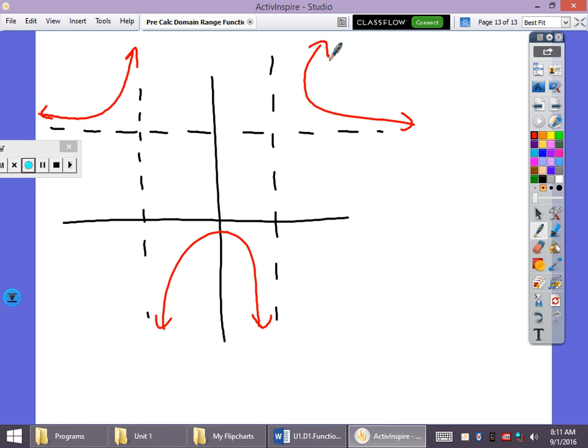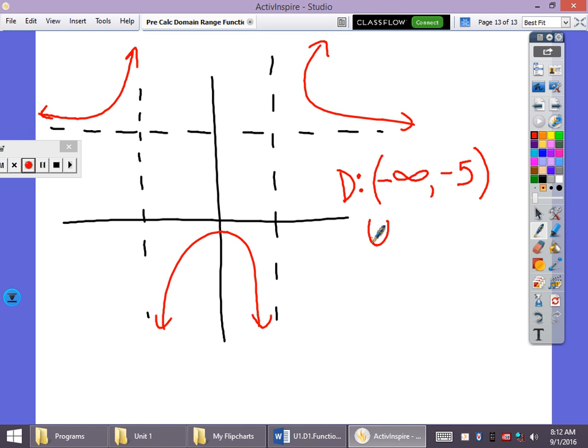All right, domain starting with the left. Over here, what number's all the way over here? Negative infinity. This one's really tricky, so pay attention. So I'm going to start at negative infinity, and then I'm going to hit a wall at what number? Negative 5. Okay? And then union symbol. You guys remember that? The union symbol.